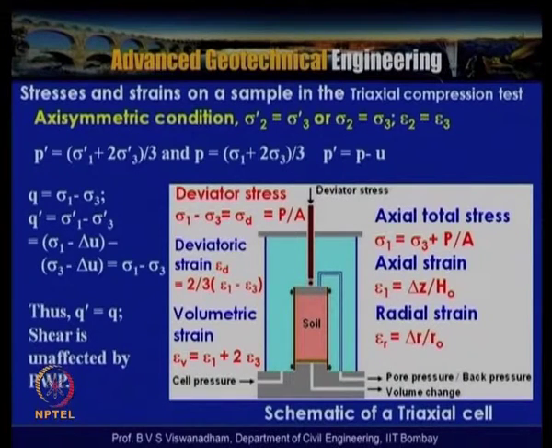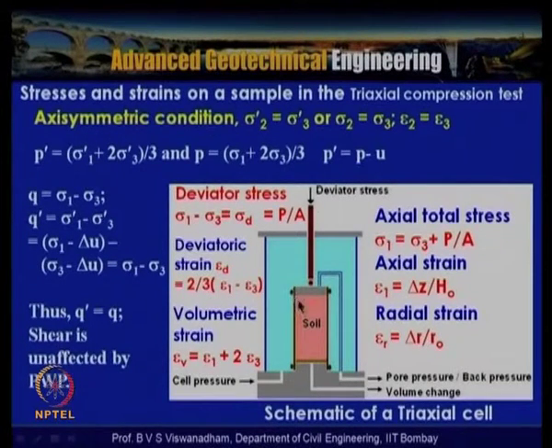Here we have a sample confined with a membrane, and a cell pressure sigma 3, and the axial total stress is sigma 1 equal to sigma 3 plus P by A. Sigma 3 acts in all directions, and sigma 1 is applied axially. So sigma 1 is equal to sigma 3 plus P by A. The deviator stress, sigma 1 minus sigma 3, is equal to P by A, also called sigma D, that is P by A. And the axial strain in the major principal stress direction, epsilon 1, is equal to delta Z by H naught.